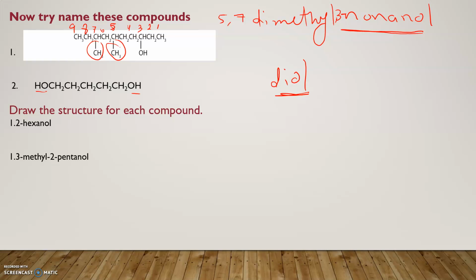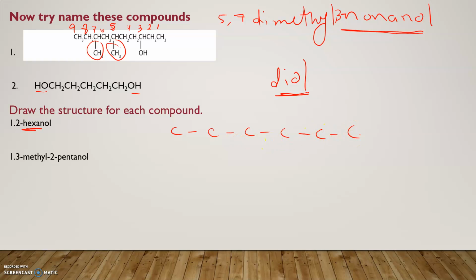Now let's try the other way around. Here we have to draw the structure of each compound. Now this is much easier, and you have said that before. Okay, we have 2-hexanol. First, let's look at the prefix hex, hexane. Hexane means that we need 6 carbons. So it's 1, 2, 3, 4, 5, and 6.